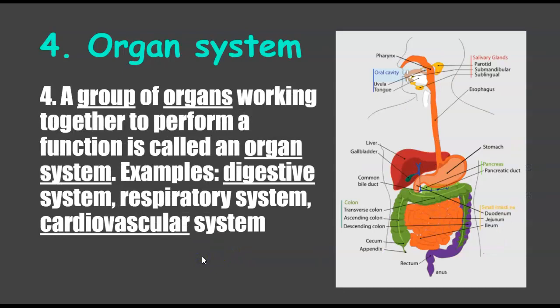And then when I add all those organs together, a group of organs working together that perform a function, it's called an organ system. For instance, what you see here is a digestive system, where you have the stomach, the liver, the gallbladder, the bile duct, the colon, the small intestine, the large intestine, the rectum. All of that is the digestive system, which is made up of all those organs, which are made up of tissues, which are made up of cells.